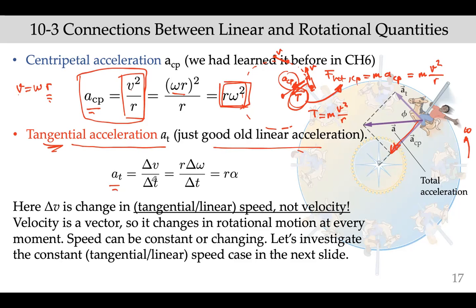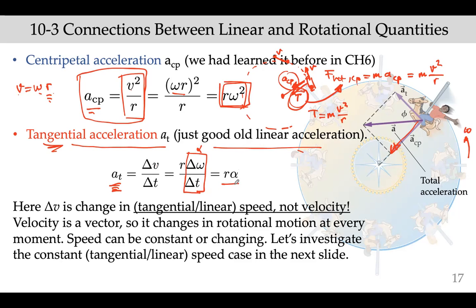It's the change in velocity with respect to time, and v is again omega times r. R is some constant, so it comes out of the delta. So it's r times delta omega divided by delta t, and we had defined this as angular acceleration. So this tangential acceleration becomes r times angular acceleration.